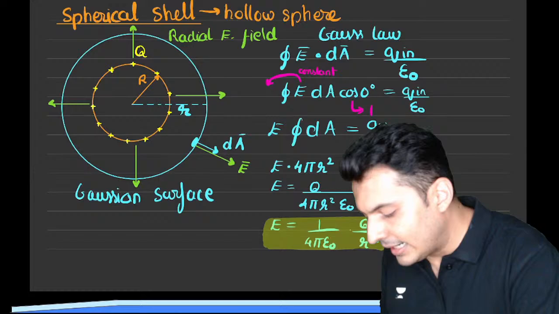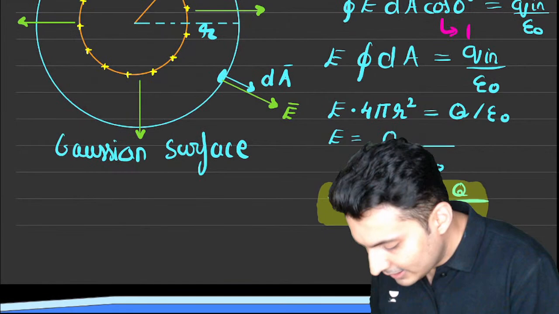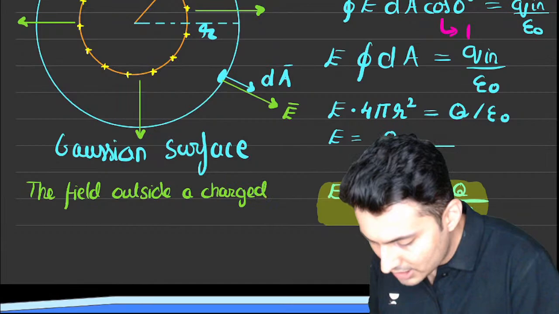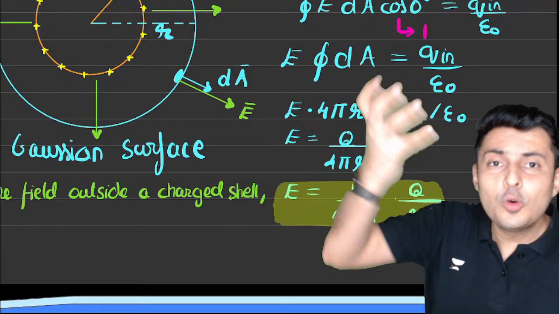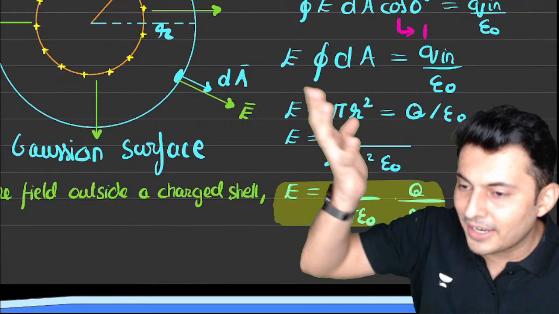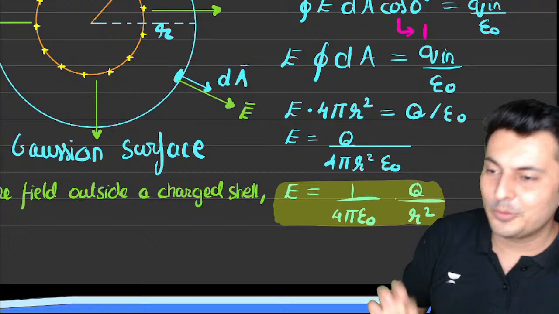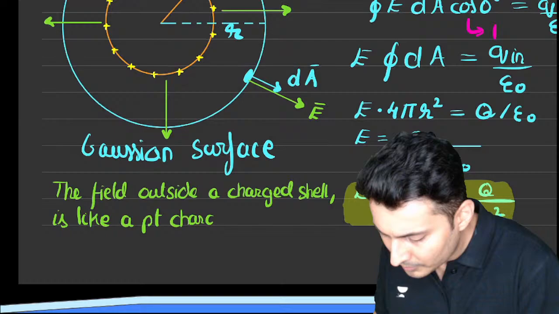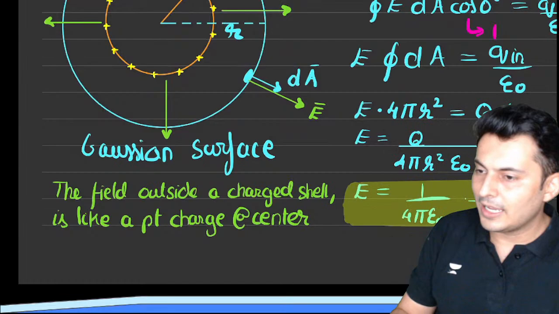So you know what I will write as a concluding statement? The field outside a charged shell, how is it behaving? KQ by R square. Yes, Mohammed. Yes, Shafiq. Yes, Asta. Yes, come on. Akinkya, Shreya, come on. How does it look like? Doesn't it look like the field formula because of a point charge? So the field outside a charged shell is like a point charge at the center of the shell. So that is the final conclusion.